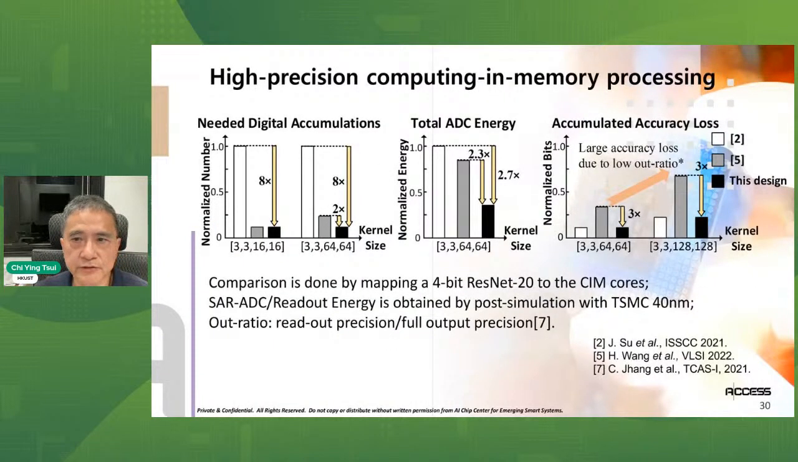Altogether, when we compare our approach with the two approaches that we talked about, the charge-based approach using digital accumulations and the charge sharing approach, we can achieve a smaller number of digital accumulations, a smaller ADC energy, and also enjoy a higher accuracy.